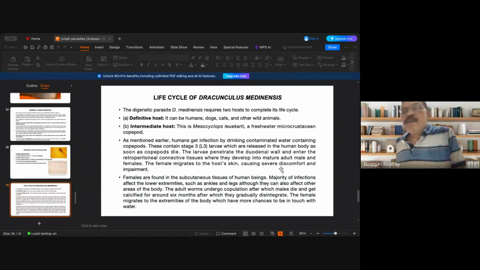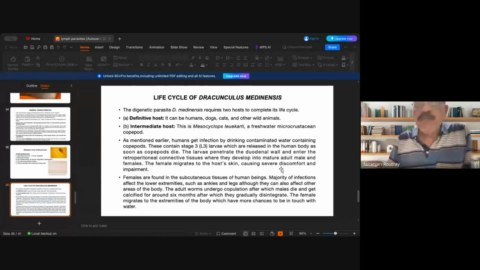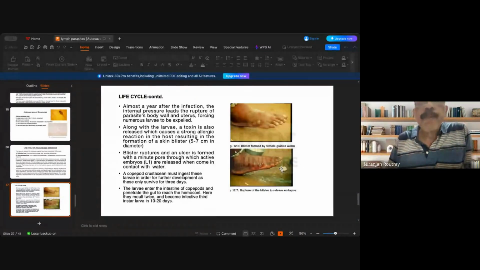with water. The female goes to the extremities of the body, that means lower limb, and they will give rise to a blister because lower extremities or lower limbs have a greater chance to be exposed to the water whenever we move into a water body.